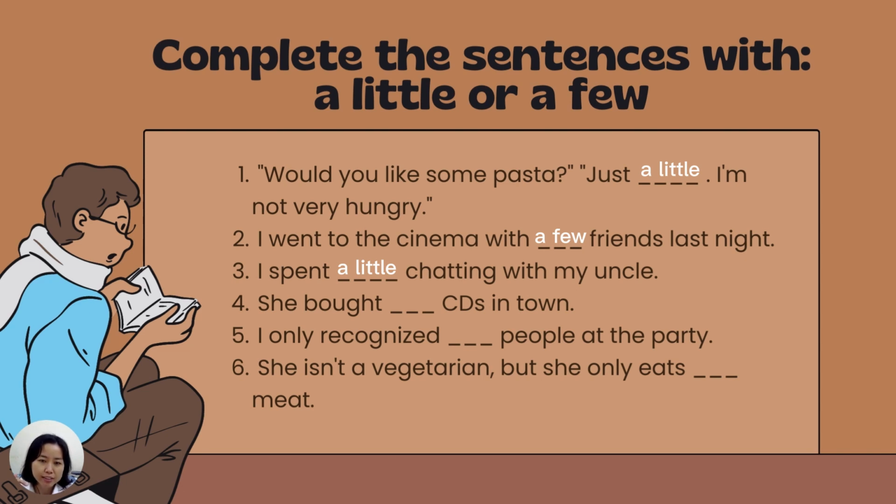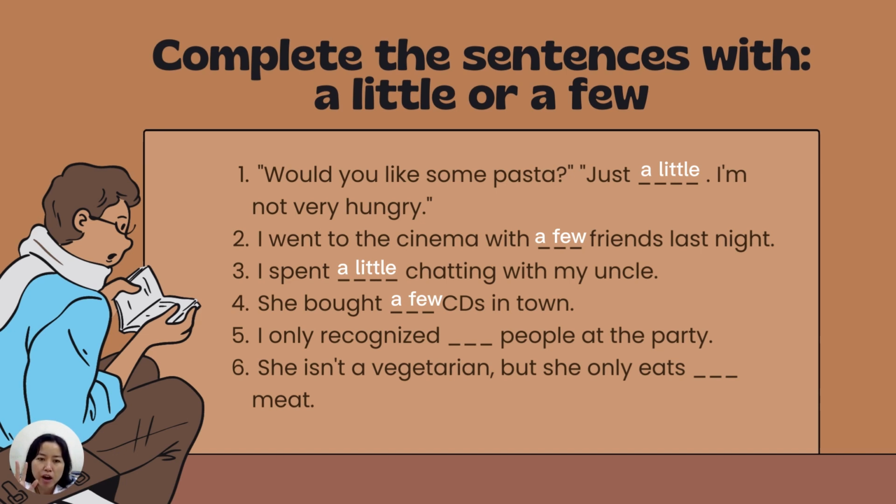CDs. Okay. Which one is the noun? Good. CDs. You think this one is uncountable or countable? Countable. Why do you know? Because there is S there. So you want to use a little or a few. Very, very good. Okay, so she bought a few CDs in town.